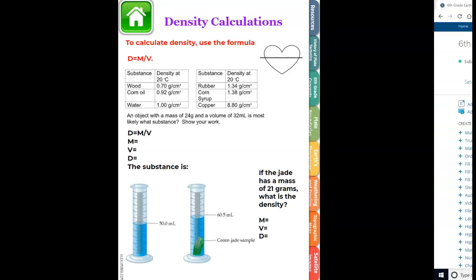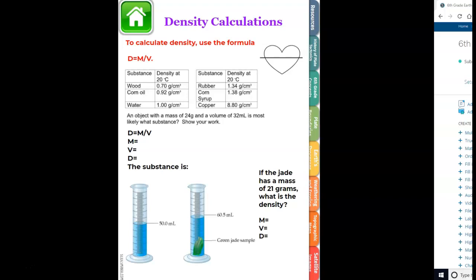All right, so if we look, we're going to do a straightforward calculation here. But let's take a look at the second one. Now, in the second one, we have to first solve for volume. So again, flashback to 6th grade. So for volume, you have a graduated cylinder with water in it. The water has a volume of 50 milliliters. When you put your object in, in this case the green jade sample, the water level rises to 60.5. So in the second graduated cylinder, the volume of the water and the jade is 60.5.